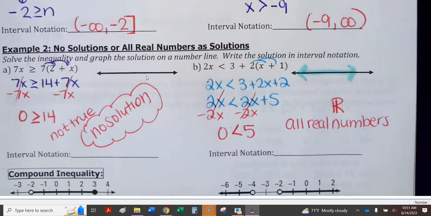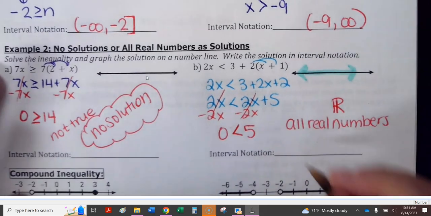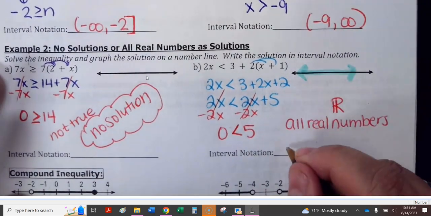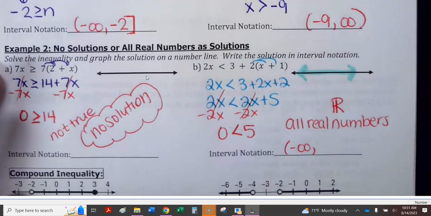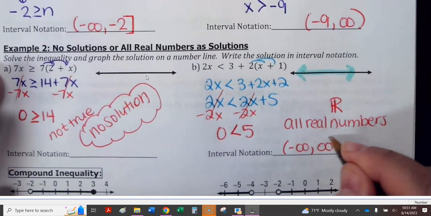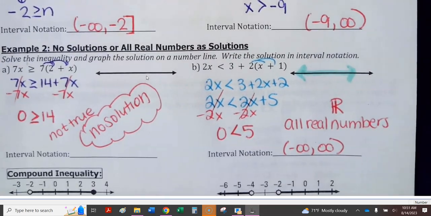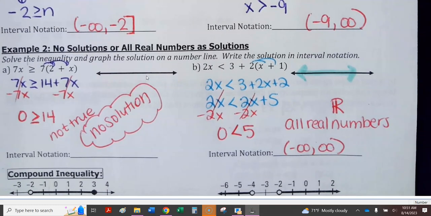Does anybody know how they might write all real numbers in interval notation? Yes, it's infinity on both ends. So it would go to the left forever, so it'd go to negative infinity, and it would go to the right forever, so positive infinity. So it'd be negative infinity to infinity, both inside parentheses, and that's how you would write all real numbers in interval notation. Does anybody have any questions?